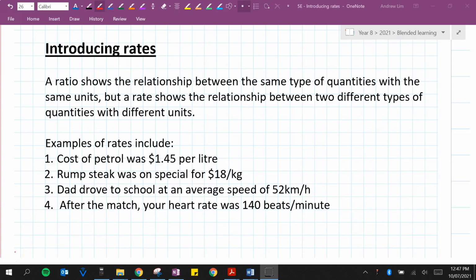Okay, so in this video we're going to be looking at introducing rates. So we'll be defining what a rate is, looking at different examples and different units of rates, and we'll also be looking at how to simplify rates.